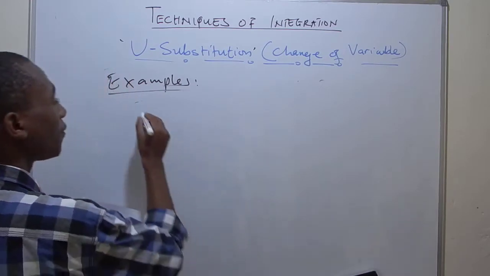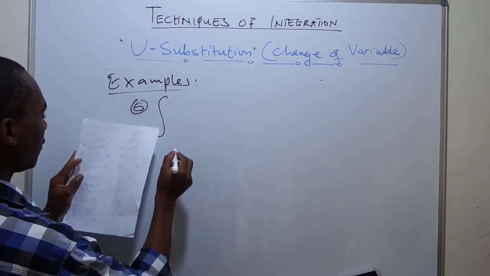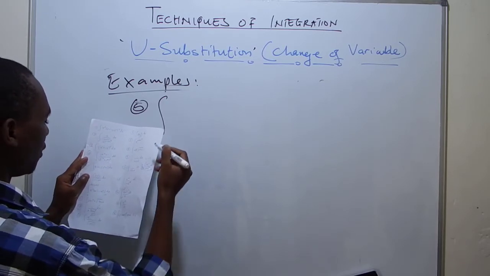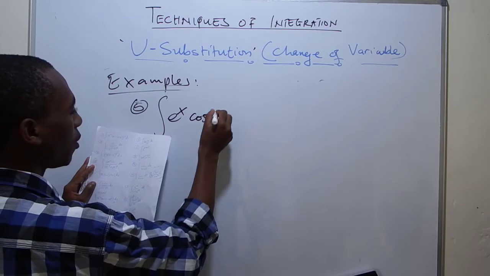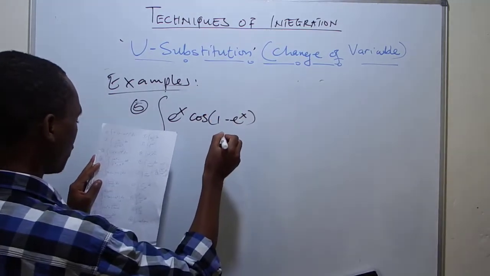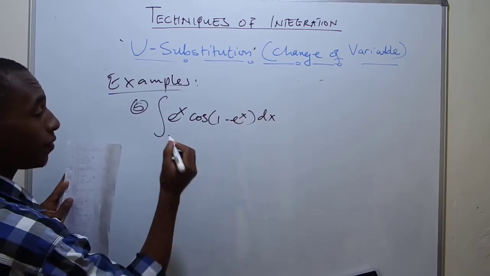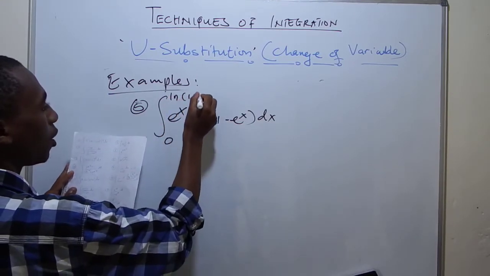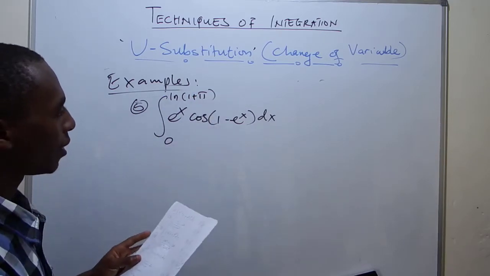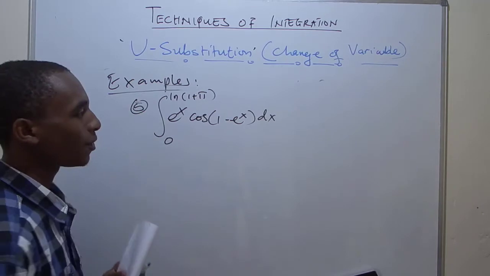Alright, example number 5. This is going to be the last example for this video. So I have the integral of e to the x times the cosine of 1 minus e to the x dx, and we actually have limits from 0 to natural log of 1 plus pi. Alright, so this is a nice one here because it has limits on it.